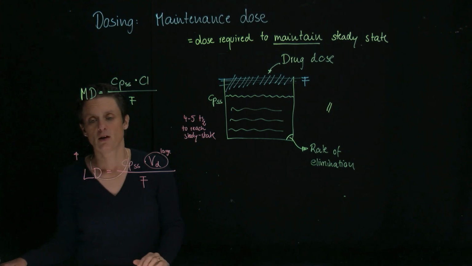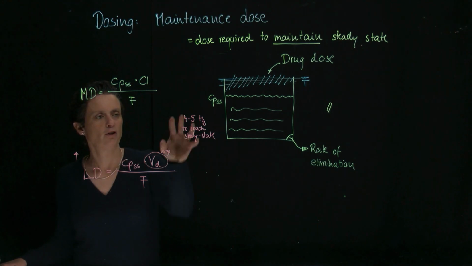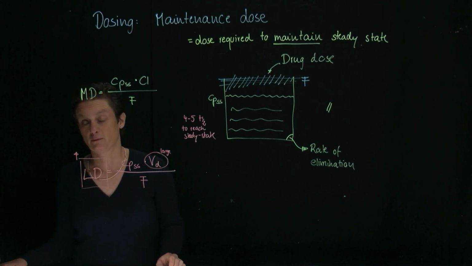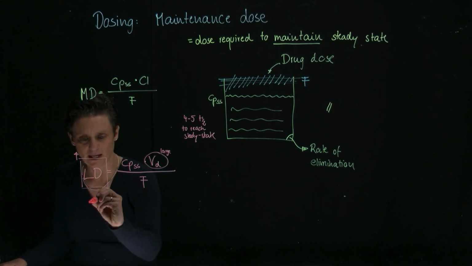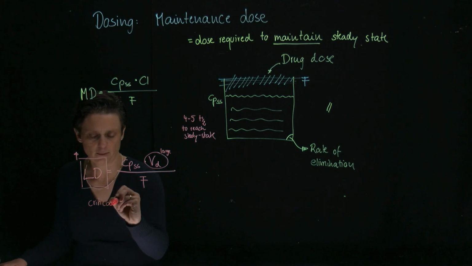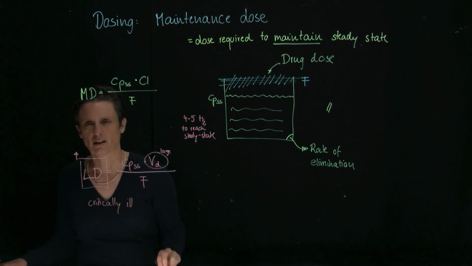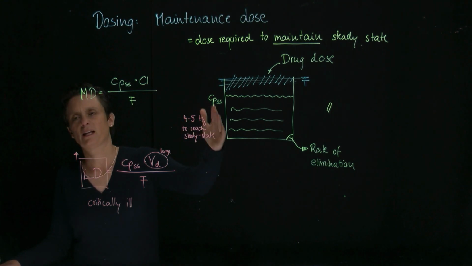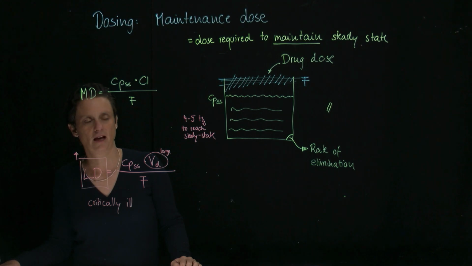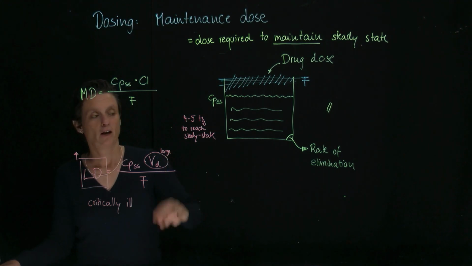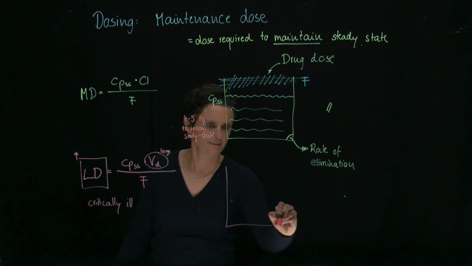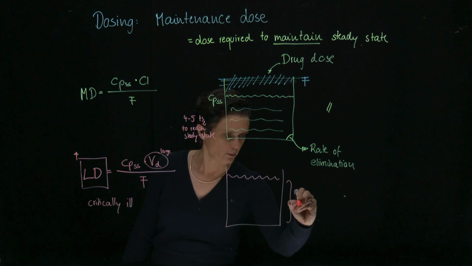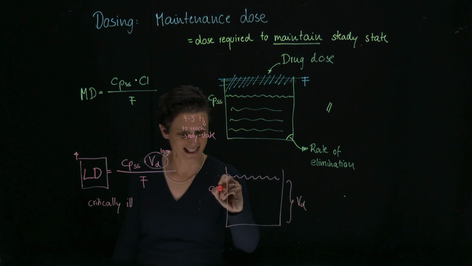But getting back to, well, if you don't have the time to wait to steady state, that's when we use a loading dose. When would that be? Well, in a critically ill patient. So let's suppose you have someone with meningitis and you don't want to wait with an antibiotic 4 to 5 half-lives to reach steady state. You're going to basically fill the bucket without having a hole. So you're just going to fill the bucket with your volume of distribution to reach steady state.